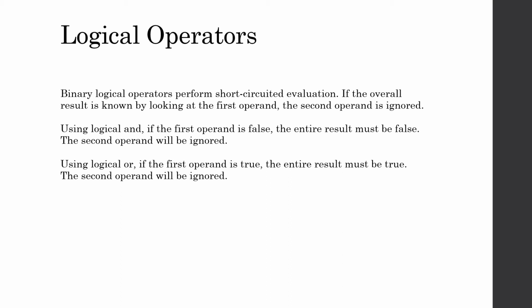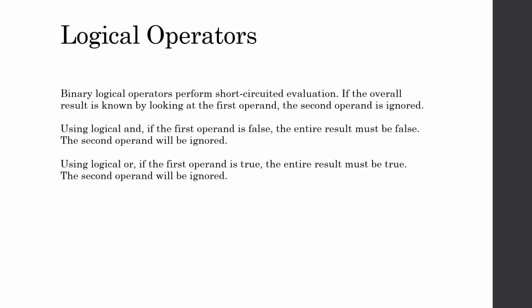So our binary logical operators are going to perform what is known as short-circuited evaluation. Basically what this means is that if we know the overall result, so the entire expression, is true or false based on just the first operand's value, then we don't even need to look at the second operand, so we're just going to ignore that. In the case of a logical AND, if the first operand is false, we already know that the entire result is going to be false. It doesn't matter what the second operand's value happens to be. So we're just going to ignore the second operand, and we're immediately done evaluating that expression.